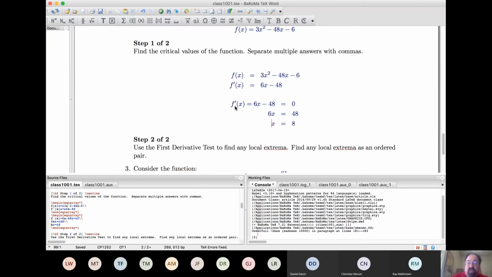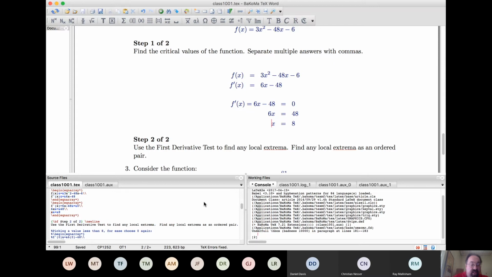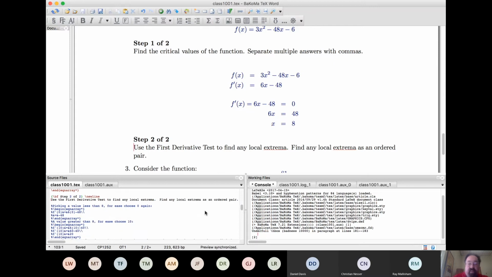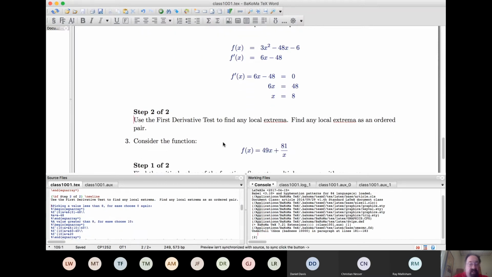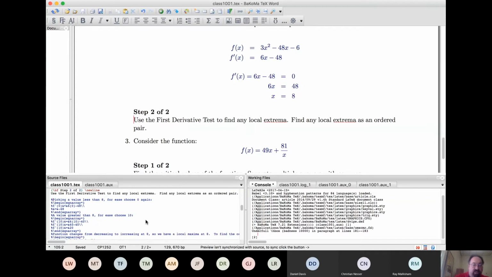Now we have to check how the derivative behaves for points away from x equals 8. For less than 8, is the derivative positive or negative? Is the function increasing or decreasing? That's what we'll do in the second step. Again, an ordered pair is needed. Once we know x will be 8 if we find any local maximum or minimum, we have to plug it into the original function to get the corresponding y value. But first we need to see, is it a max or a min at all?